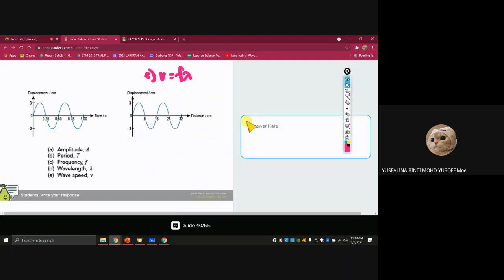Okay, so you can see my screen. I share with you, right? So this one, you have the answer box on your right side. You can just click there. You can see the arrow, then you can type, like, A is the answer. They say the amplitude is 3 cm, like that.